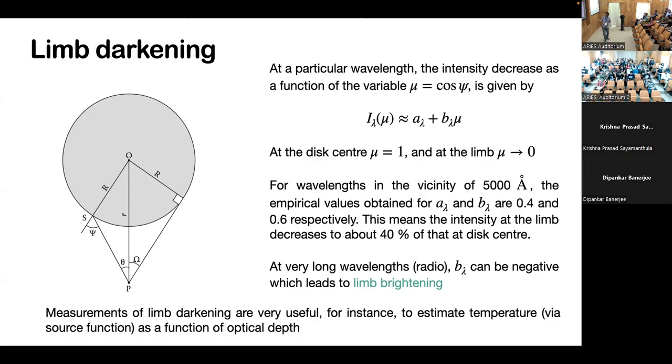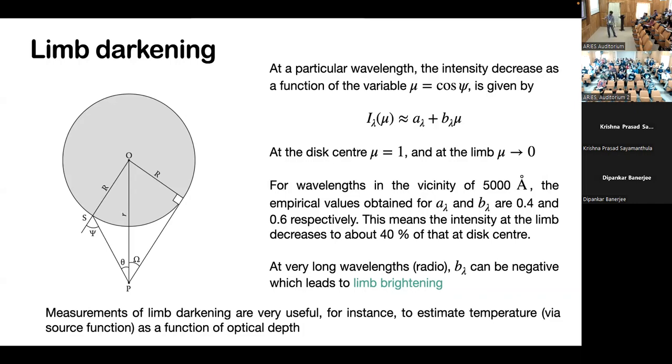So you need to have these subscripts a lambda and b lambda. In the vicinity of these visible wavelengths, 5000 angstrom, these values are about 0.4 and 0.6, which means as you move from the center of the disc towards the limb, about 60% of the intensity will be reduced. So you will see only about 40% of the intensity that you are seeing at the disc center. Only the a lambda parameter will remain, and because mu will become 0, this 0.6 term will go off. So you are seeing only 40% of the intensity that you see at the disc center when you look at the limb.